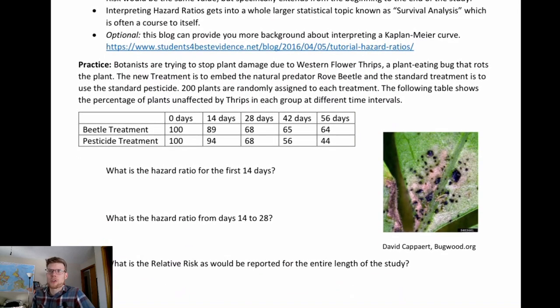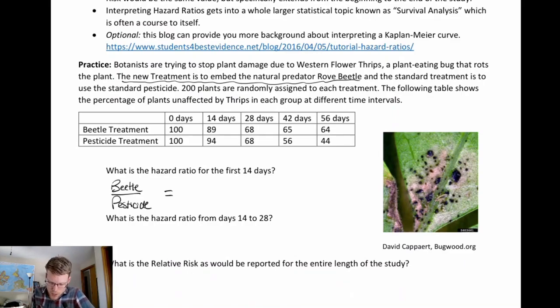So what is the hazard ratio for the first 14 days? That's going to be the number of new cases, in this case new infections, newly infected plants by this rot from the thrips. So the number of new cases for the beetle treatment. I'm going to do beetle over pesticide, because it seems that this is the new treatment that we're comparing. This is our treatment of interest, and we're comparing it against the pesticide, which is our baseline, our comparison of what we would normally do.